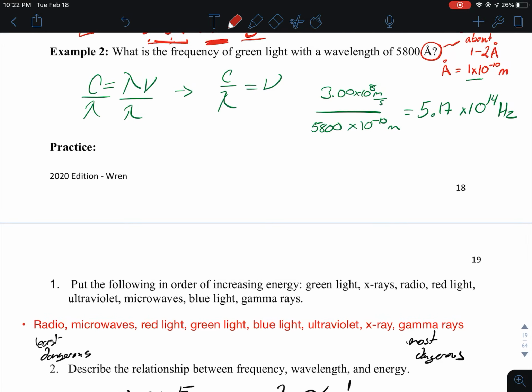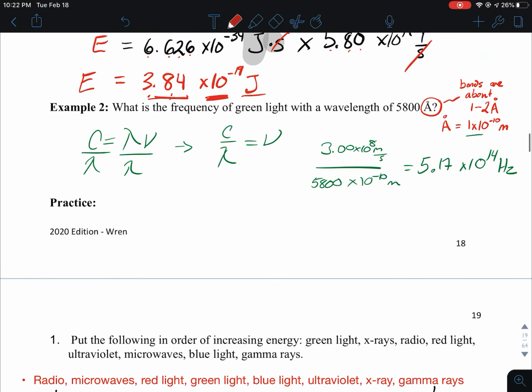Okay. The second one, we have a couple options. We can reorganize our c equals lambda v equation into this format. When you're writing your answers and your responses to questions, please try to include the version of the equation that you're using. Sometimes I see a student who just writes c equals lambda v, and then they actually end up using this equation, and it's confusing to the reader as to what you're trying to do there.